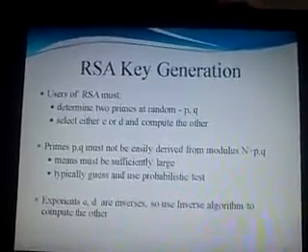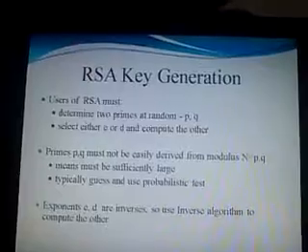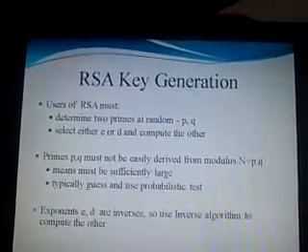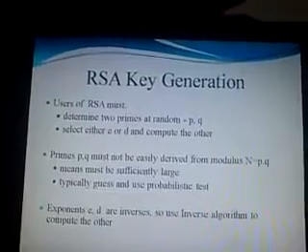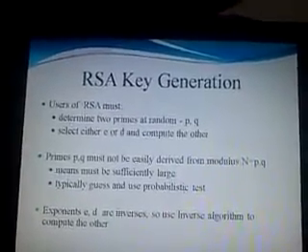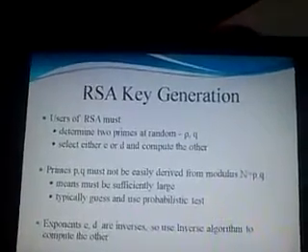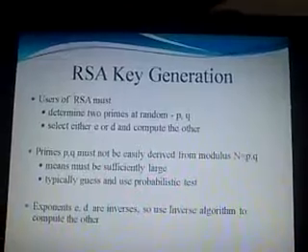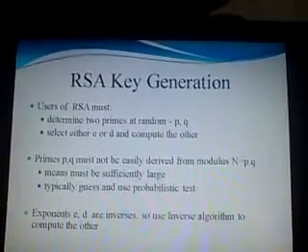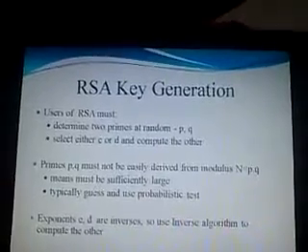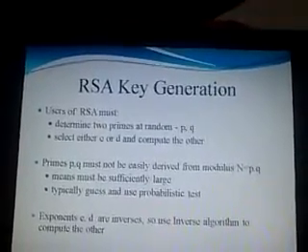Primes p and q must not be easily derived from the modulus n equals p times q, meaning they must be significantly large. Typically guess and use a probabilistic test. The exponents e and d are inverses, so use the inverse algorithm to compute the other.